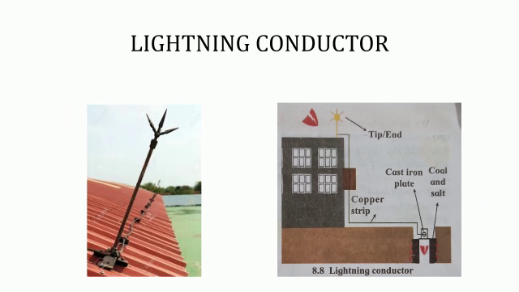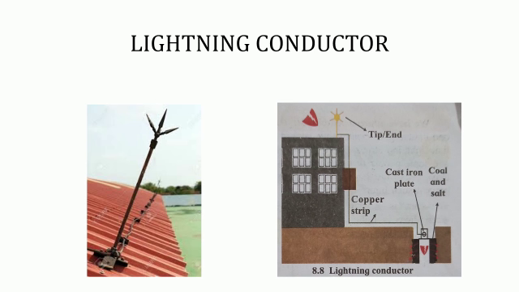Lightning conductor. The lightning conductor is a device used for protection from a lightning strike. It consists of a long copper strip with one end forked. This end is at the highest part of the building. The other end of the strip is connected to a plate of cast iron. Cast iron is a group of iron-carbon alloys with carbon content more than 2%.